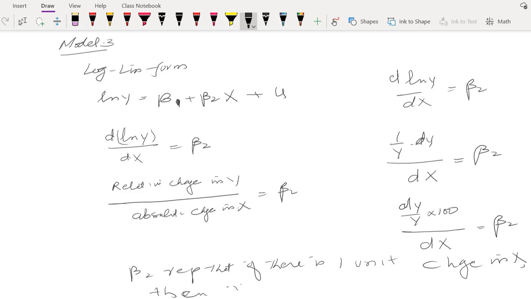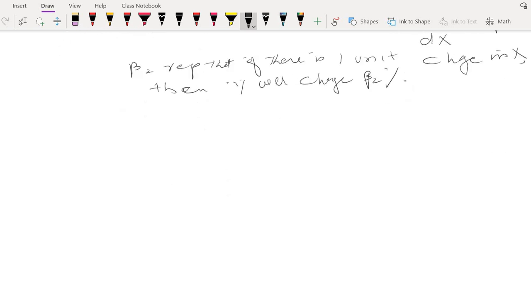y will change by beta 2%. So what does it mean? The denominator is changing in terms of percentages. So this is the explanation of beta 2, but we are also interested in knowing how we get the slope out of this model. So let's move on and see how we can do it.